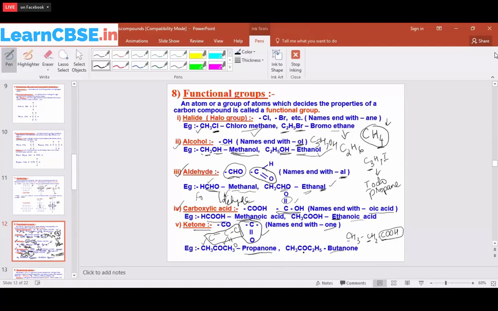Butanone: this is the C double bond O. Here it makes a bond with this carbon atom, and here it makes a bond with this carbon atom. So this is butanone. Why do we call it butanone? 1, 2, 3, 4: there are four carbon atoms present, so it is "but", and the C double bond O functional group is present. It's one, so it's butanone.